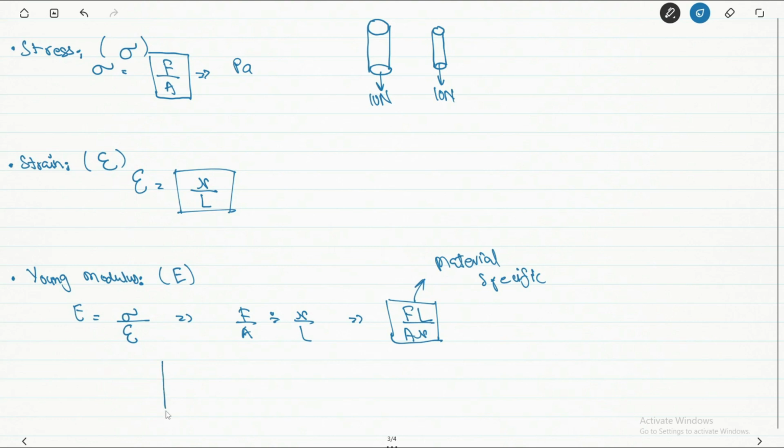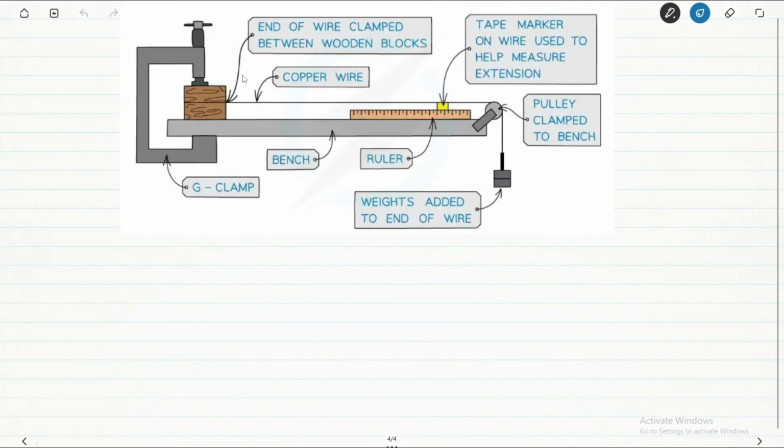Now the graph of Young modulus is such that stress is here and strain is here. And this is the graph of Young modulus. And the gradient gives you E, which is equal to M. And this is the formula basically. Now moving on, and the final thing is the extension. Now, the experiment to calculate extension.